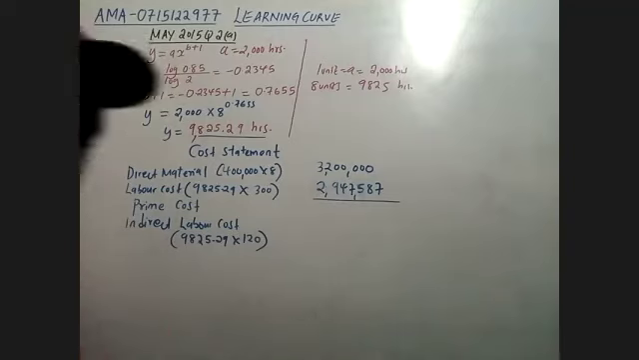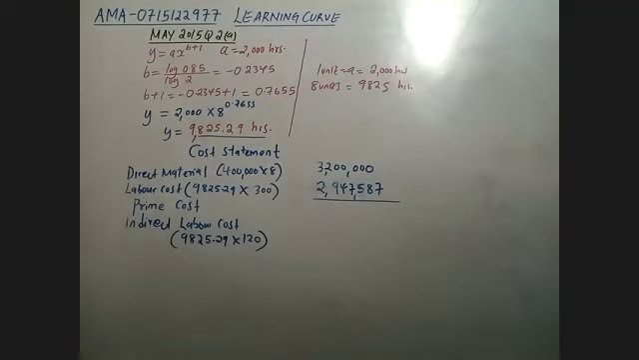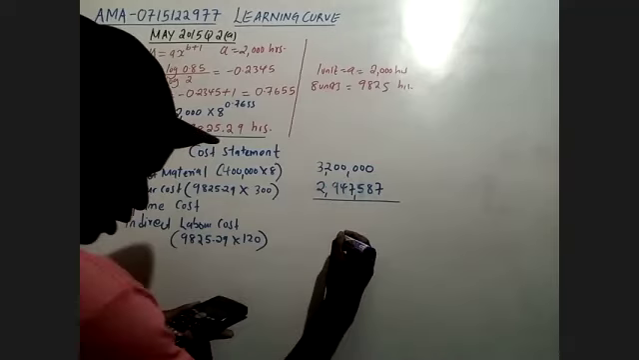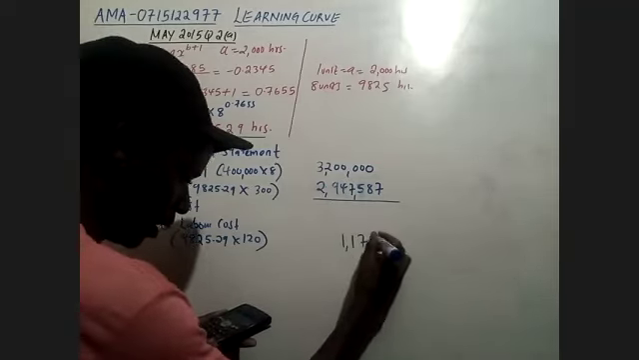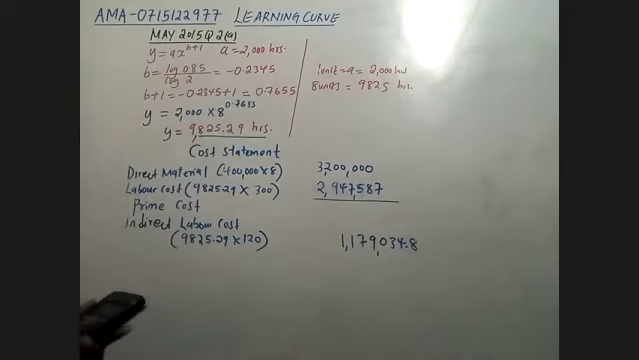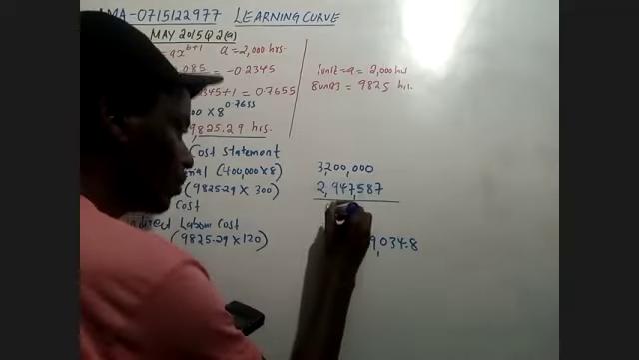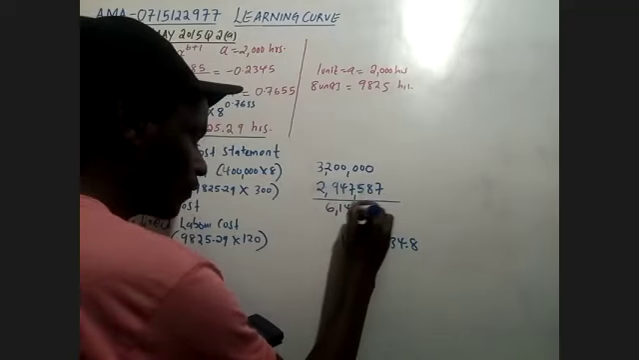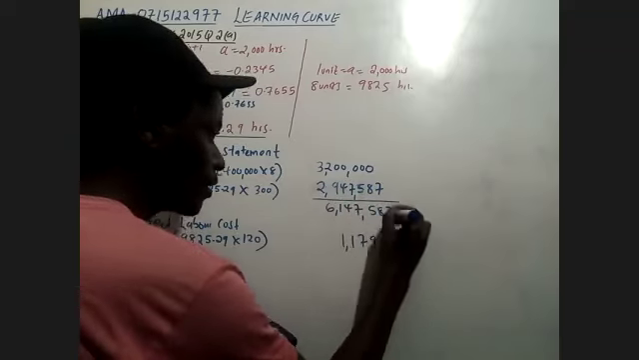So prime cost umepata ni ngapi? Ukiniambiaga plus na hii. Inabidi nimechukua calculator juu naona mko pole pole. So 98.25.29 times 120. So huyu ni kumaanisha ni 1,179,034.8. So that's 200,123 plus 2947,587. So this is equal to 6,147,587. So add the two.